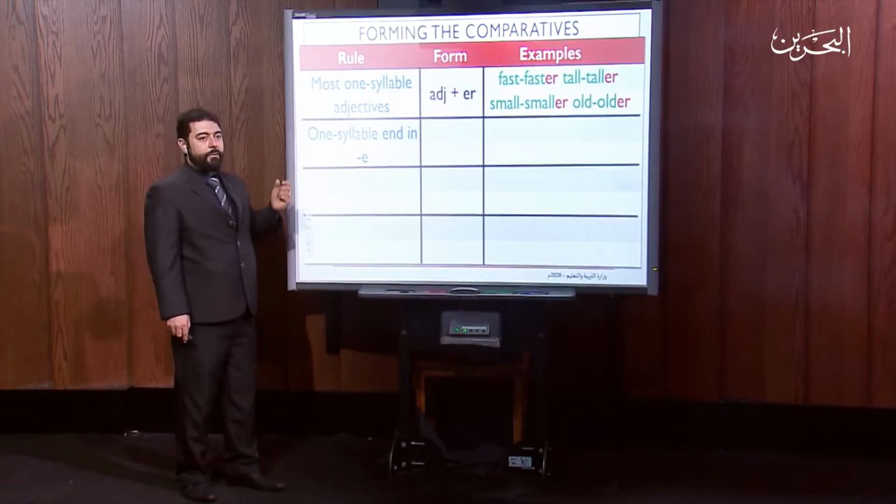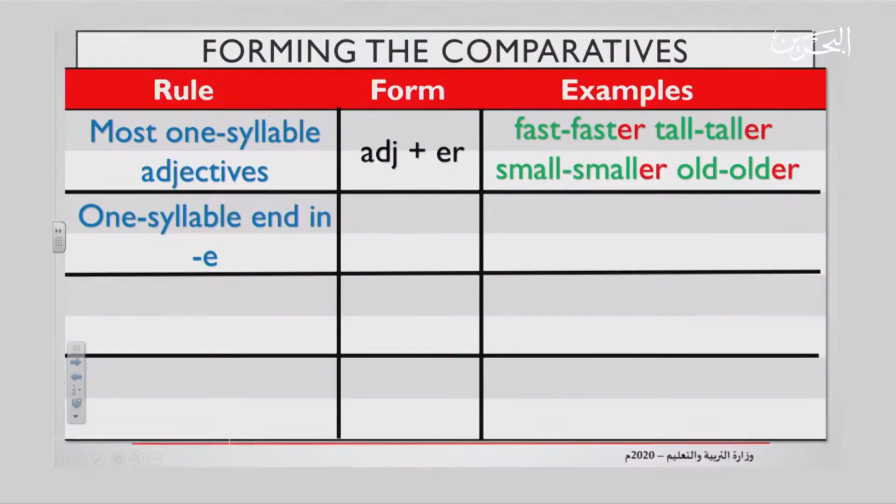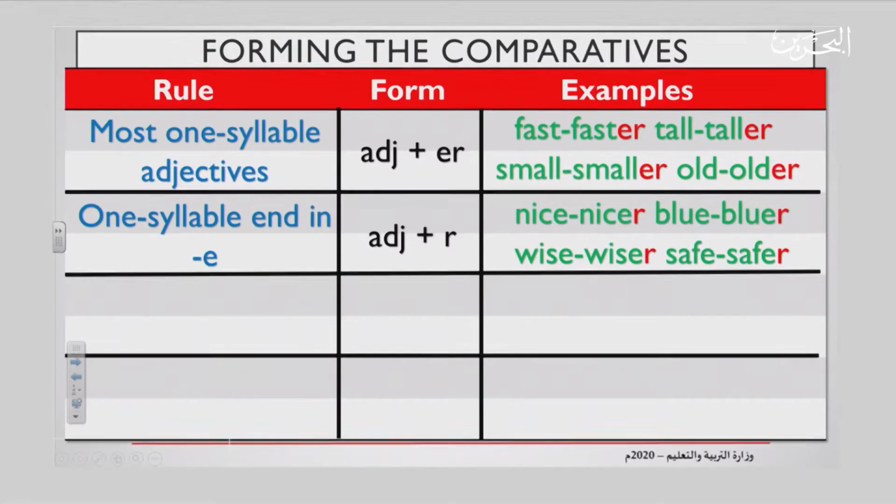Second rule, you have one syllable that ends in e. So what do you do with that? You have the adjective, you just add r. Let's take a look. You have nice, which is a one-syllable adjective that ends in e. So you add the r. Blue ends in e, you add r. Wise ends in e, you just add r. Safe, you add r. All of them are one syllable.